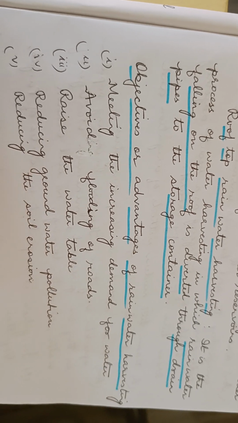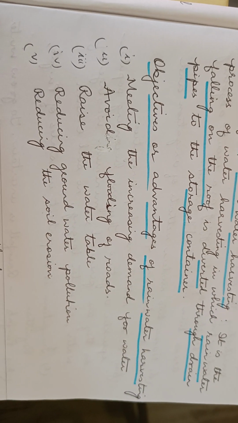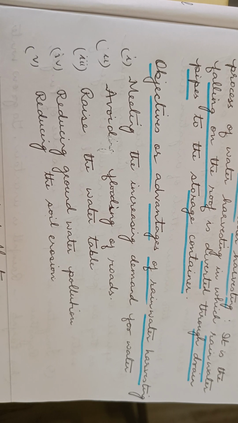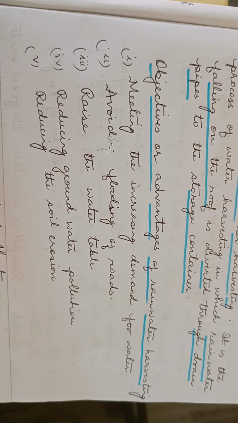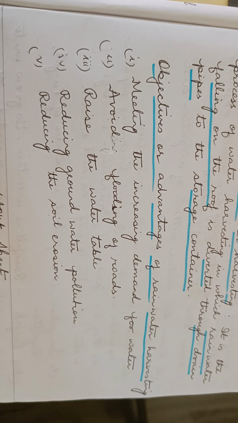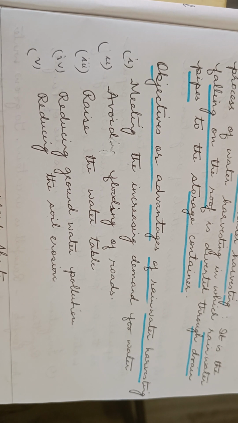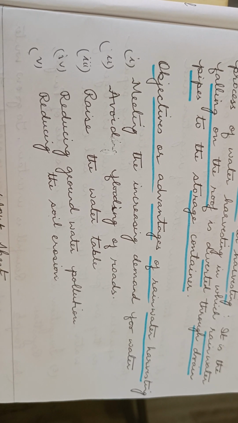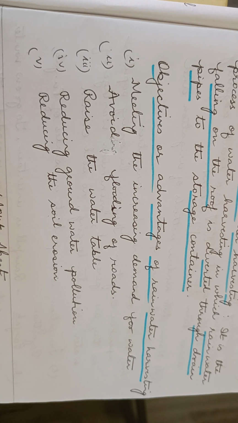Now, objectives or advantages of rainwater harvesting. First one is meeting the increasing demand for water. Second, avoid flooding of roads. Third, raise the water table. Fourth, reducing groundwater pollution. And fifth, reducing soil erosion. This is a very common question. They may ask you to give two advantages or give three objectives of rainwater harvesting. So you remember these points.